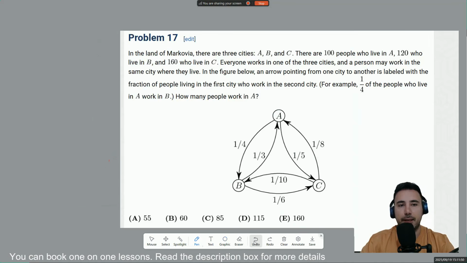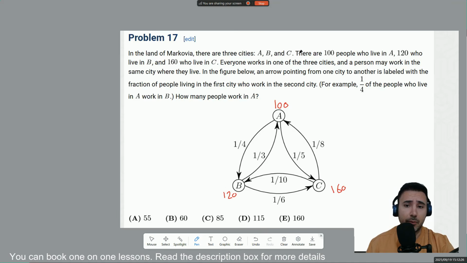There you go. In the land of Markovia, there are 3 cities, A, B, and C. There are 100 people who live in A. And 120 who live in B. And 160 who live in C. This is important. Everyone works in one of the 3 cities. That means everybody has to work. And a person may work in the same city where they live. So it's just giving too much information.